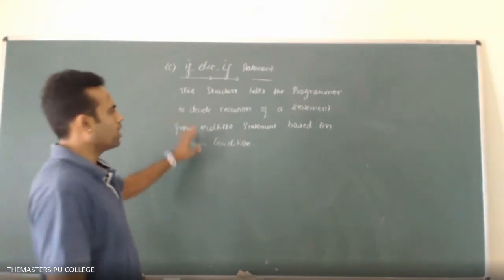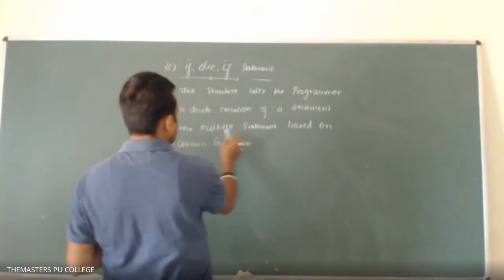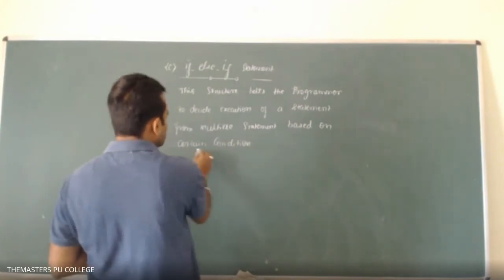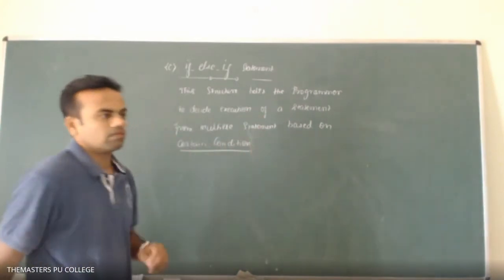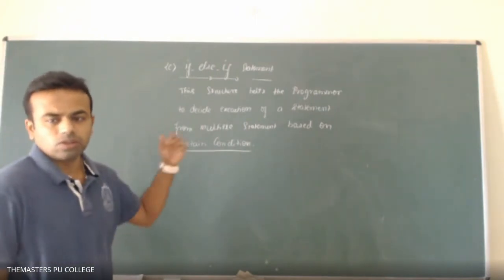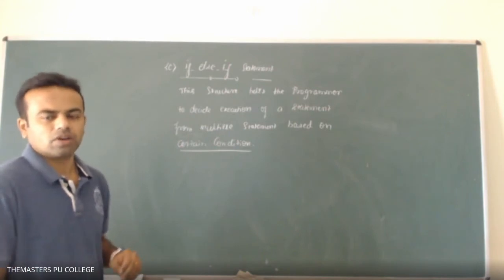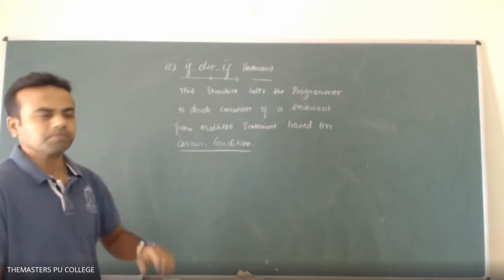Just write this down. This structure helps the programmer to decide the execution of the statement from the multiple statements based on a certain condition. When the condition is true, then only it executes the statement. Here we have multiple conditions and multiple statements. Write this down.